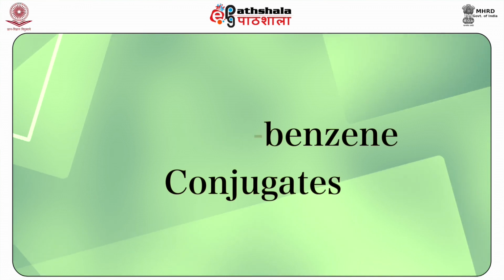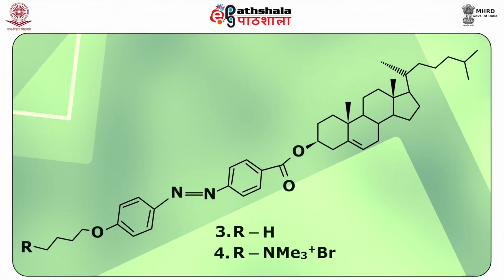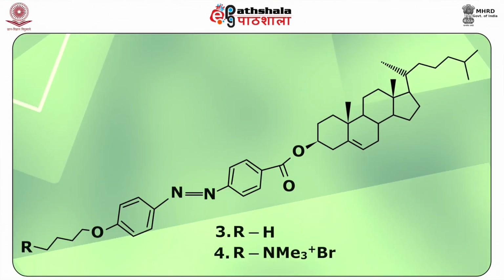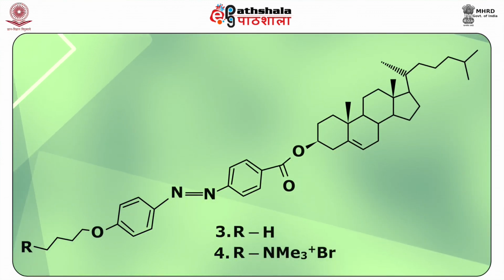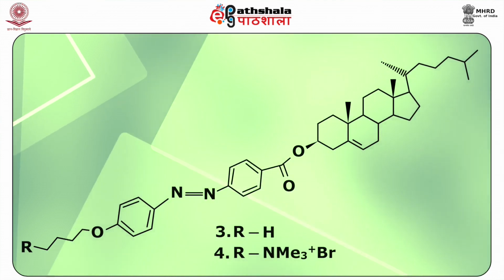Steroidal benzene conjugates. The steroidal aromatic conjugate organogelators consist of an aromatic group linked to a steroidal moiety through a suitable linking group. The compounds 3 and 4 possess gelation properties in various organic solvents.